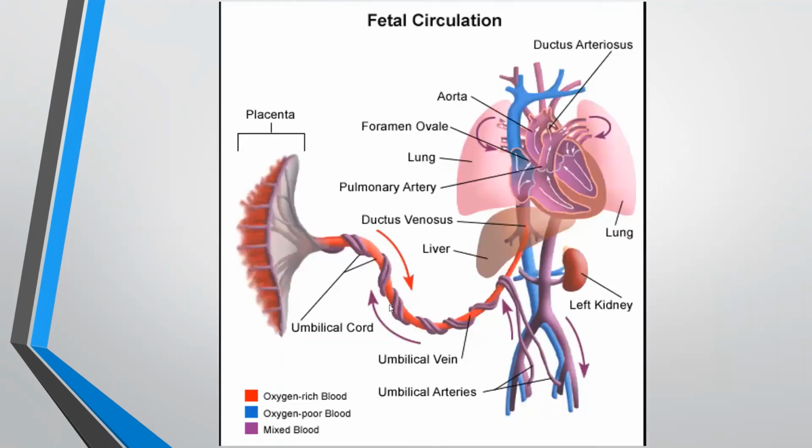So this is just a diagram which just shows all of the adaptations that the fetal circulation has. Starting from the placenta here, then the umbilical cord, ductus venosus right here, just before the liver, and the foramen ovale in between the right atrium and left atrium, and the ductus arteriosus between the pulmonary artery and the aorta.